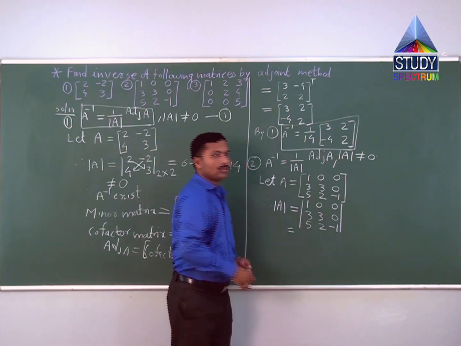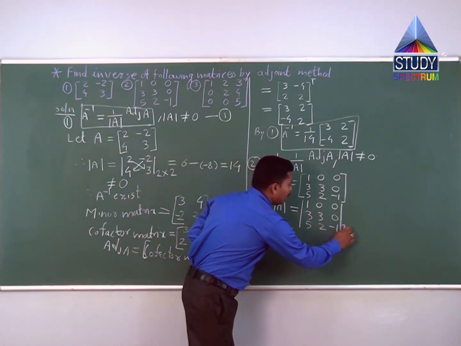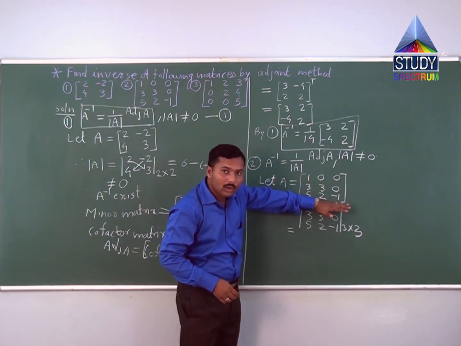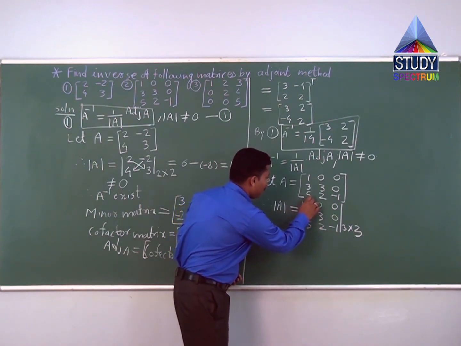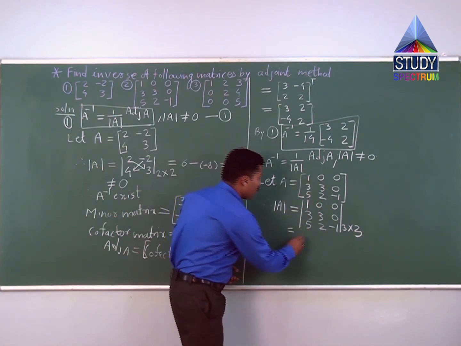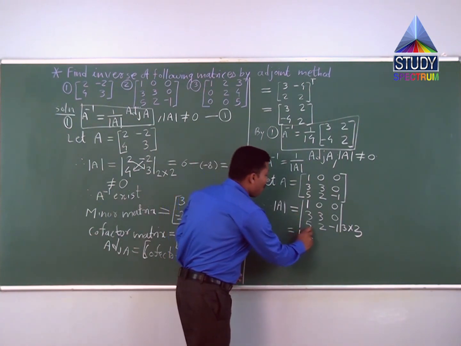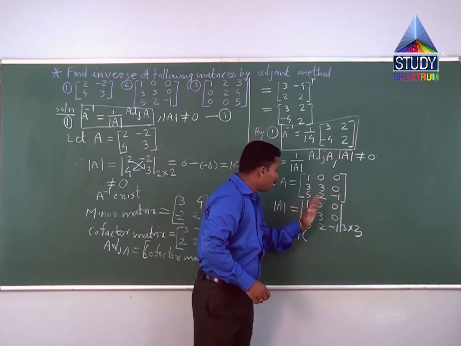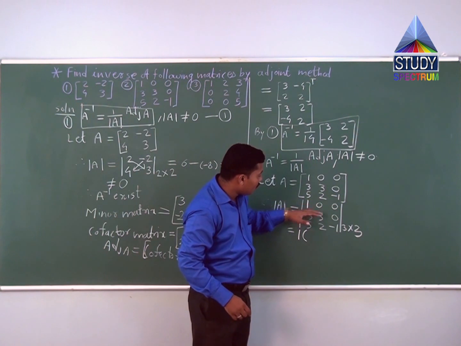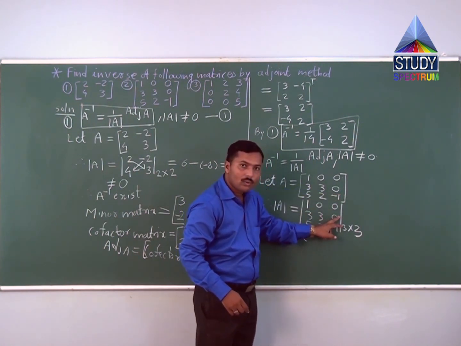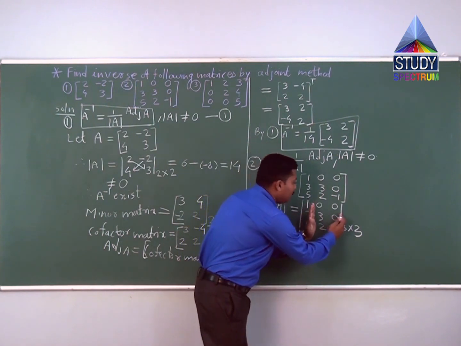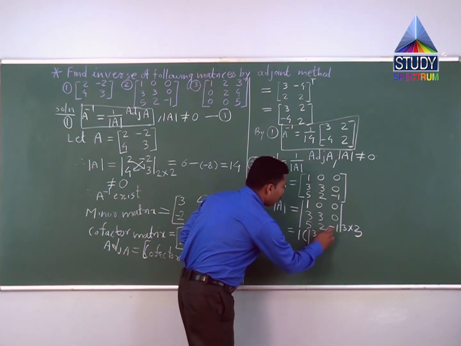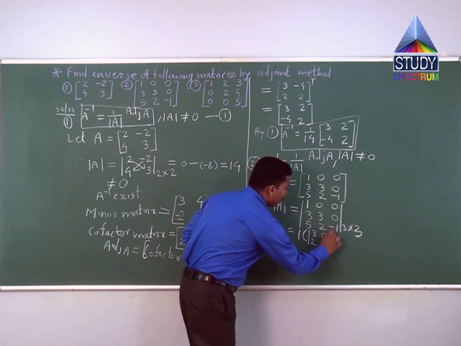Equal to, how is the 3 by 3 determinant solved? By using only one row, the first row. The first number of the first row comes here: 1 into minor of 1. Minor of this 1: delete the column and row passing through this number 1. So what remaining? 3 0 and 2 minus 1. So determinant of 3 0 2 minus 1.